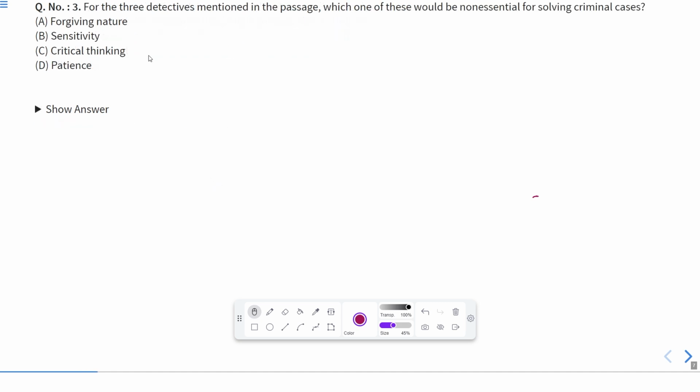Now let us move to the next question, for three detectives. So we have talked about three detectives over here. One is Sherlock Holmes, the other one is Father Brown, and another one is Hercule Poirot. Mentioned in the passage, which one of these would be non-essential for solving criminal cases? It means for all the three people, which part is not part of the styles of solving the cases in all the three: forgiving nature, sensitivity, critical thinking, patience.